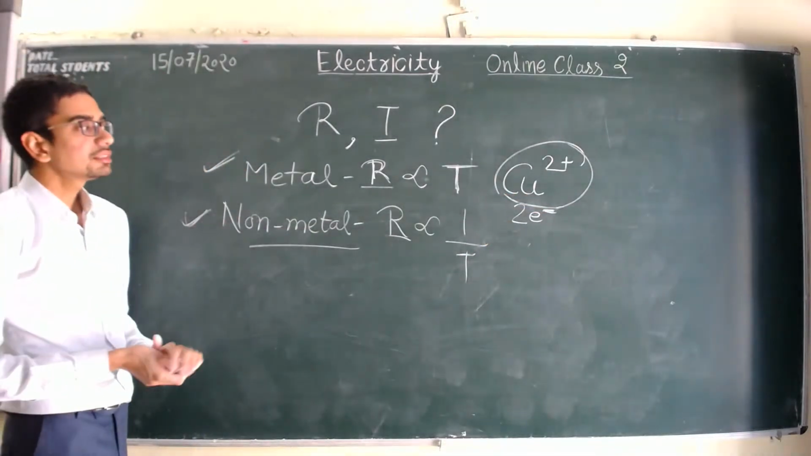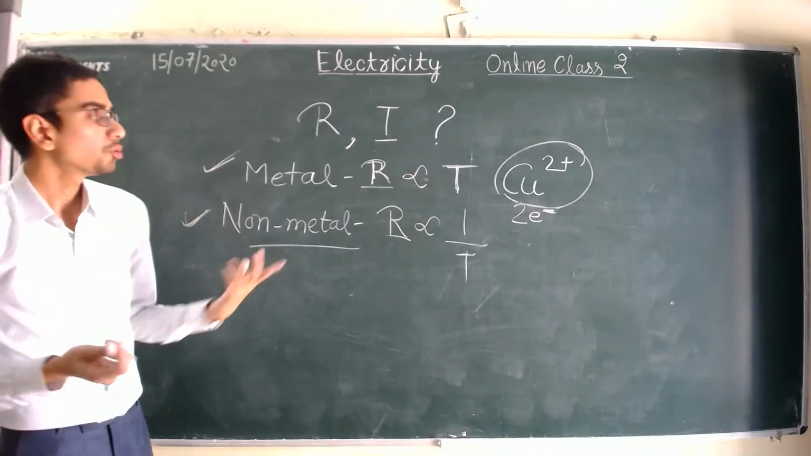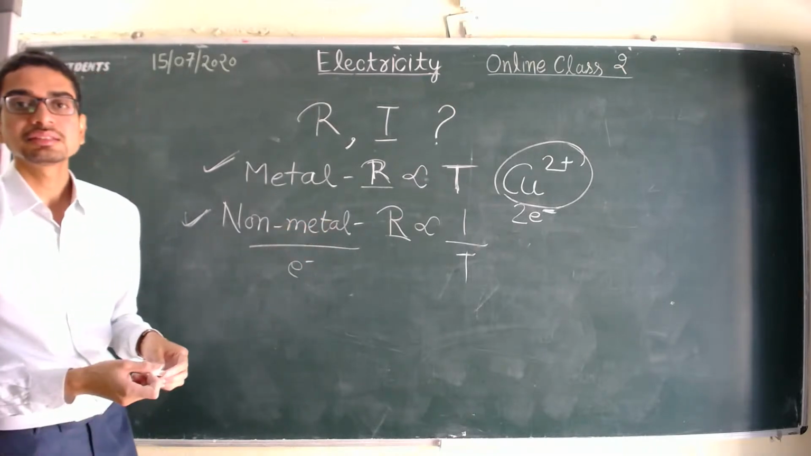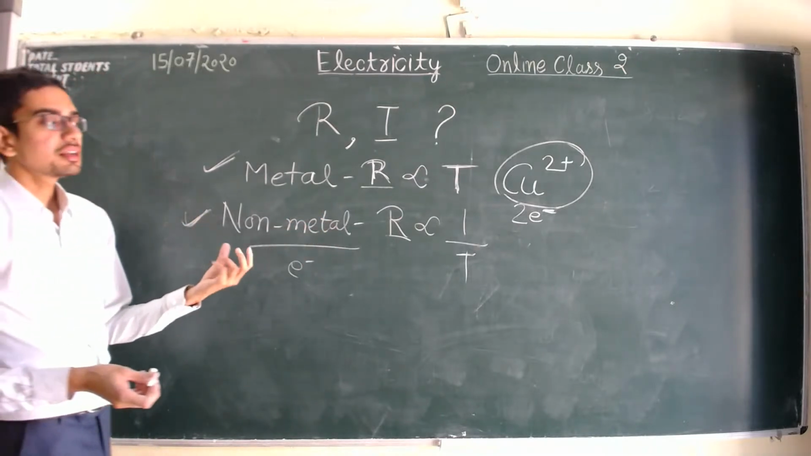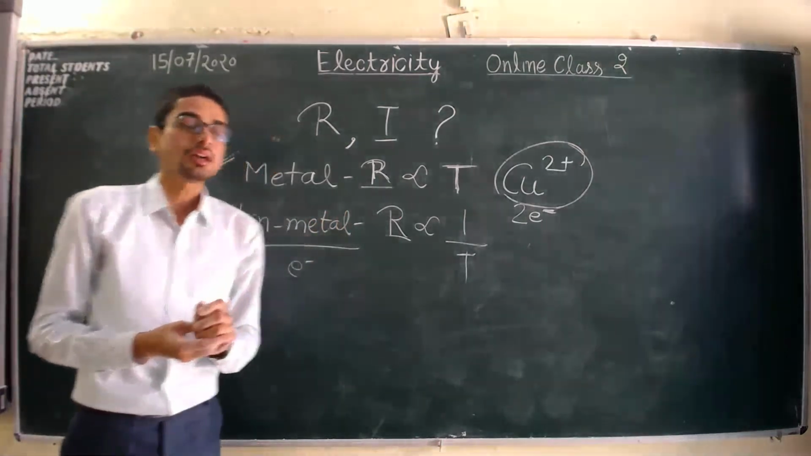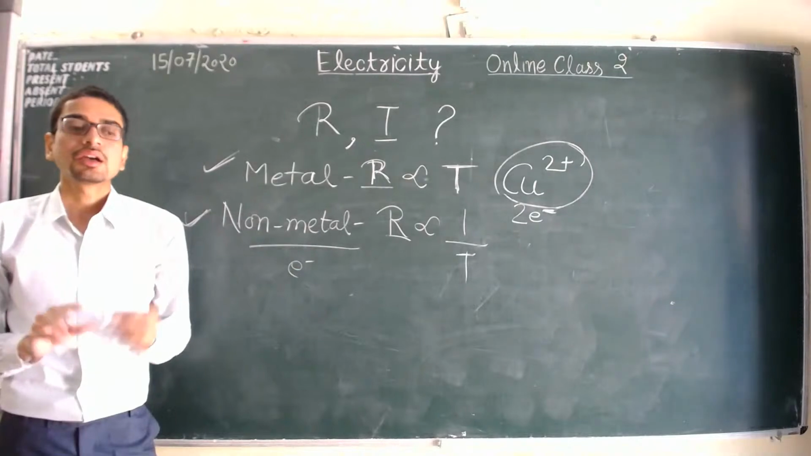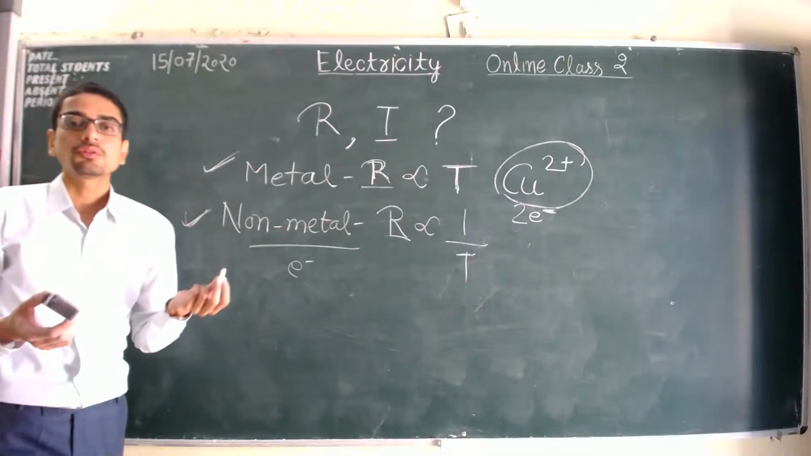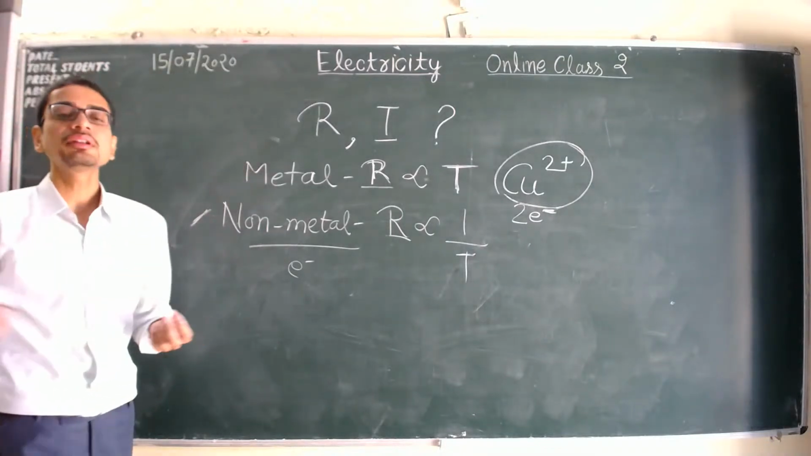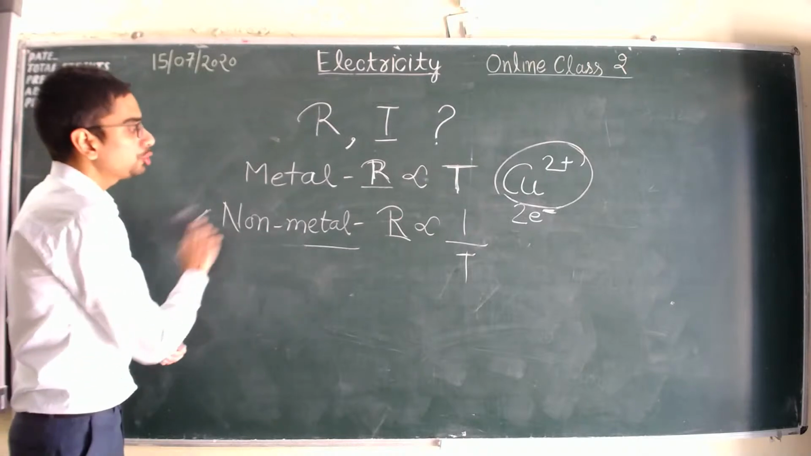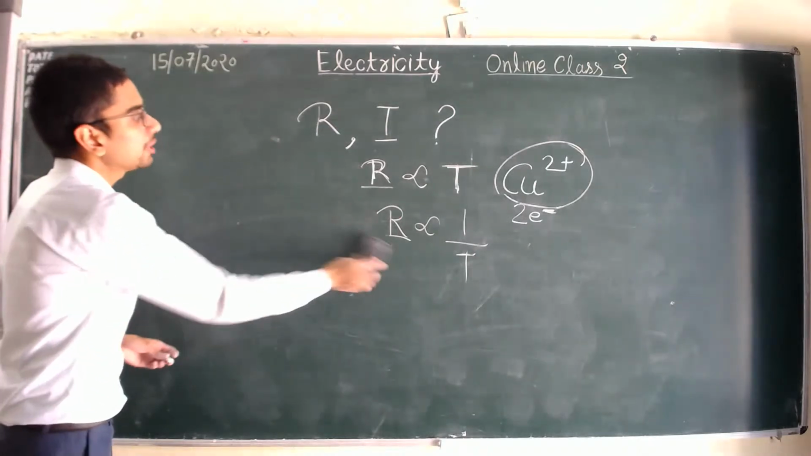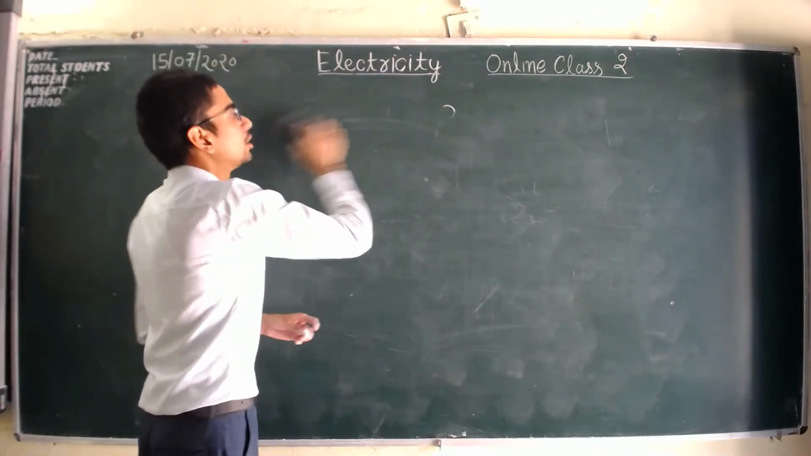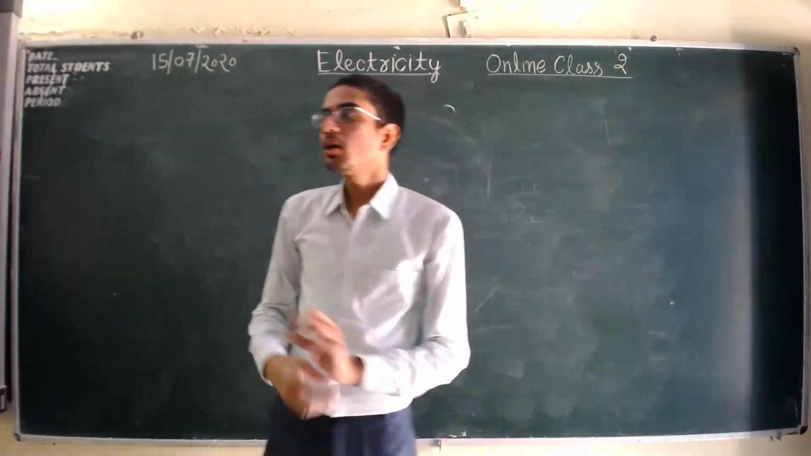But in non-metals there are no cations. Non-metals में cations नहीं होते. There are only electrons and negative ions. So temperature increase करने से movement of electrons increases and resistance decreases. All right, that is a little advanced from your syllabus, but you should know. Okay, this is not given in your NCERT book, but you should know about this. How resistance depends on temperature. Okay. If any doubt, please ask.